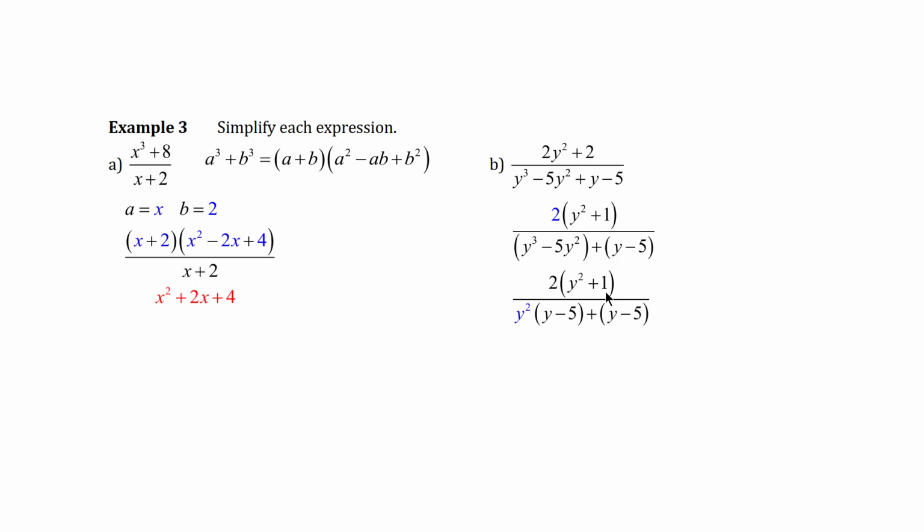Next, we could factor out a common factor of y minus 5 from the two terms in the denominator. We get parentheses y minus 5 times parentheses y squared plus 1, and on the numerator, we still have 2 parentheses y squared plus 1. Next, we could cancel out a common factor of y squared plus 1 on the numerator and denominator. The final result is 2 divided by y minus 5.